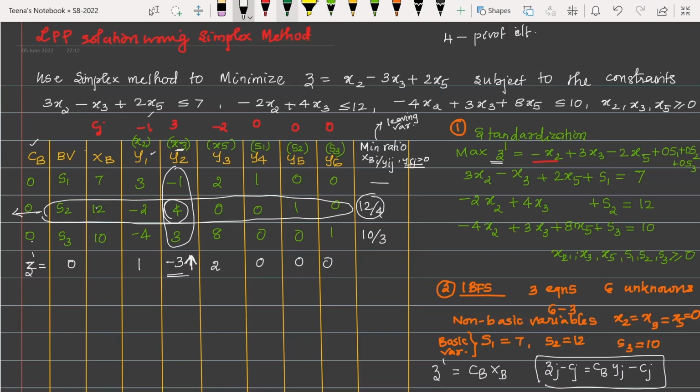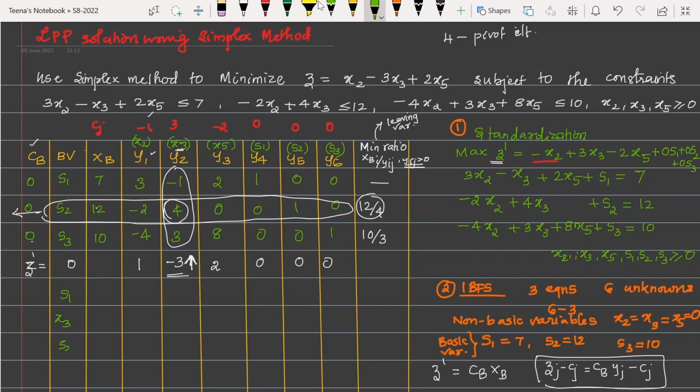Now let us modify the basis. S1 has no change. S2 leaves the basis, so in place of S2 we have to write X3. So S2 leaves the basis and X3 enters in place of S2.